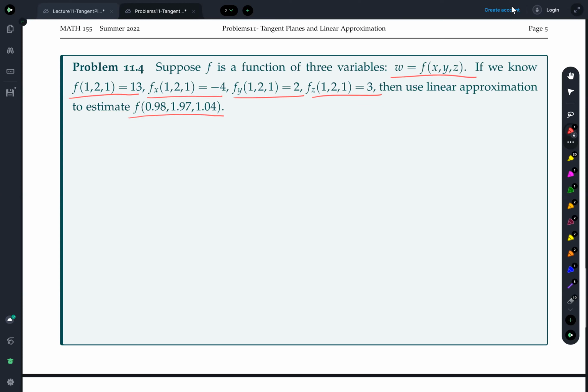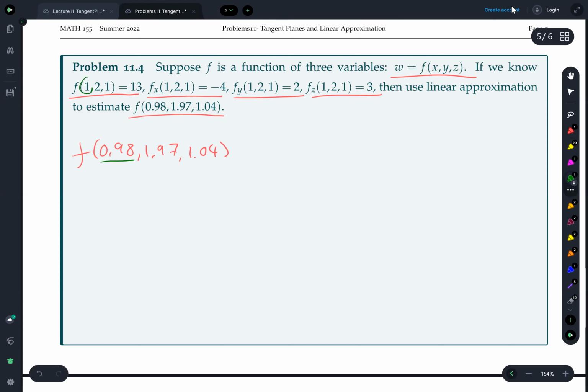Okay, let's finish up by going through this. We want to work out our function at these values 0.98, 1.97, 1.04. One of the first things we should do here is check that this point is actually close to our known point. So 0.98 is close to 1, 1.97 is close to 2, 1.04 is close to 1. So we can say that our approximation is probably going to be quite good. If these values were much further away, then maybe we would question our confidence in the approximation.